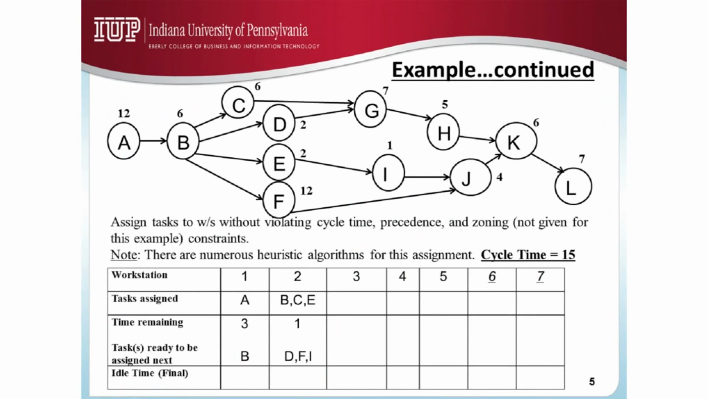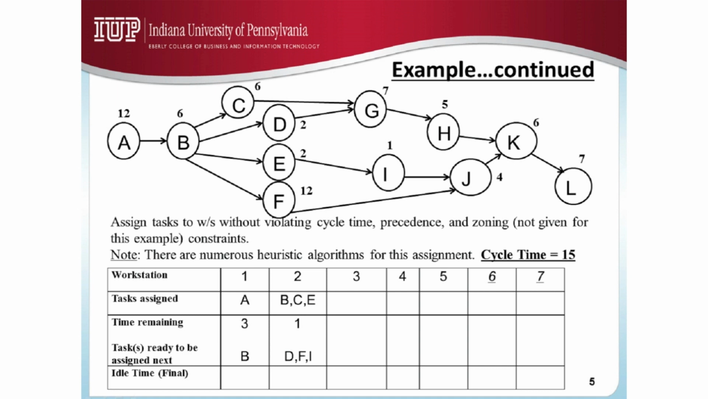I chose to assign C and E to workstation 2 because C and E take 6 plus 2, 8 minutes. You had 9 minutes remaining, so now you have 1 minute remaining. The next tasks that you will be assigning are D and F, which are already ready, and the next task that is ready now is I, because E got completed, I is ready.